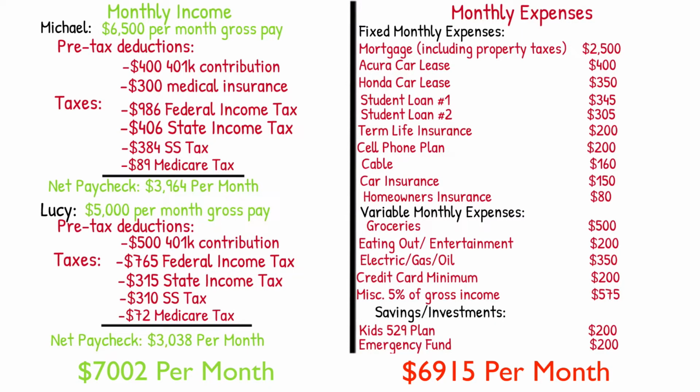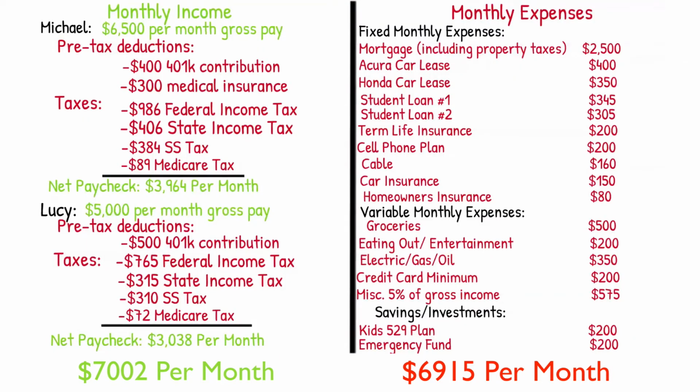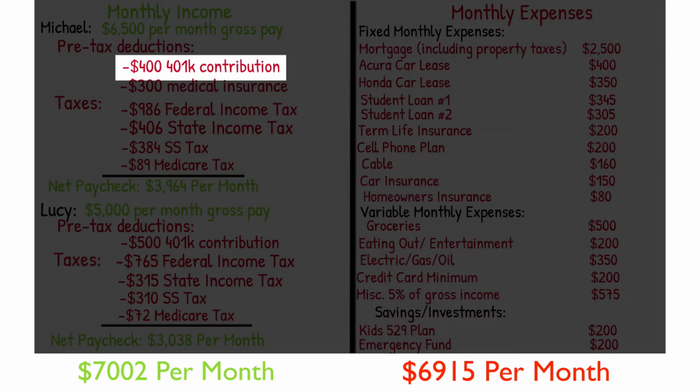cash flow statement again. So the next thing I like to look at on the cash flow statement is if we were to stop investing altogether, how much money would that free up? So if we look at, there's the Kids 529 plan at the bottom of the monthly expenses. There's the emergency fund, which is $200. That's $400 right there. And then with the 401k, they're currently contributing $900 a month.